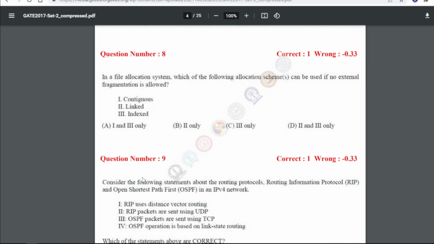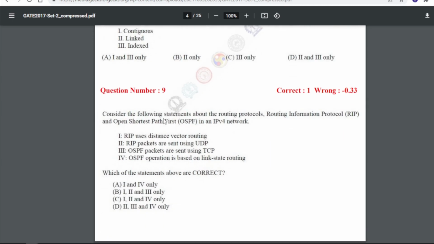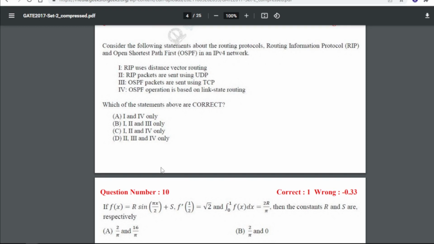Question number 8, in a file allocation system which of the following allocation schemes can be used if no external fragmentation is allowed? So for 8 our answer is D, that is second and third, linked and indexed. Now number 9 is consider the following statements about the routing protocols, Routing Information Protocol RIP and Open Shortest Path First OSPF in an IPv4 network, right? So which of the statements above are correct? So for 9 our answer is C, that is RIP uses distance vector routing. Second is RIP packets are sent using UDP, and fourth is OSPF operation is based on link state routing.